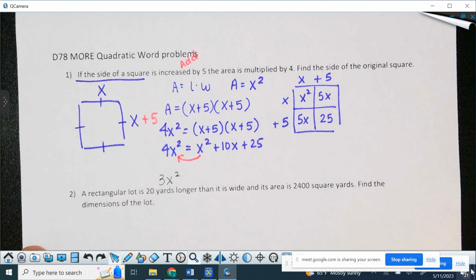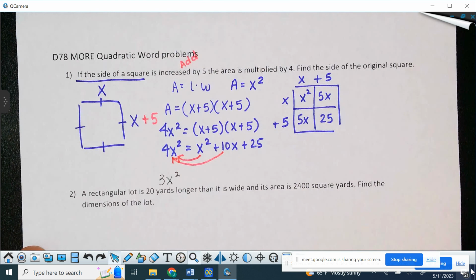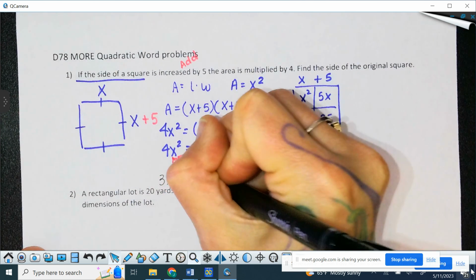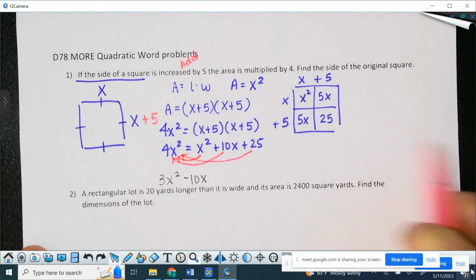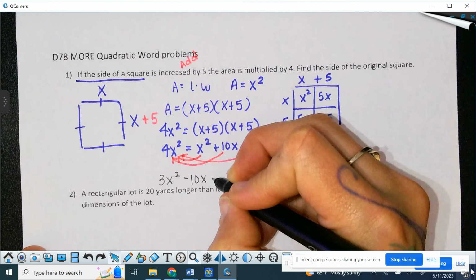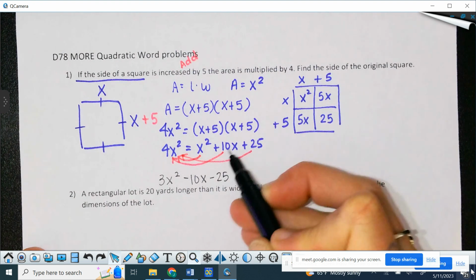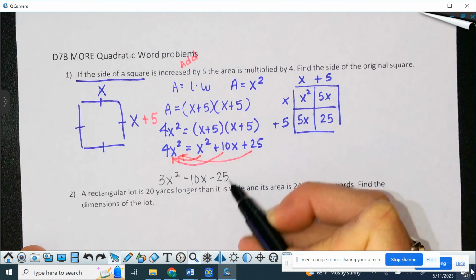I'm going to move this 10x over that side as well, and it's going to become what? We're going to subtract it, right? So it's going to be negative 10x. And we're going to move the 25 as well, so it's going to become negative 25. And we couldn't combine that 10x with there because they're different terms. This is an x squared, this is a regular x, this is a 25. Now the whole thing is equal to 0.